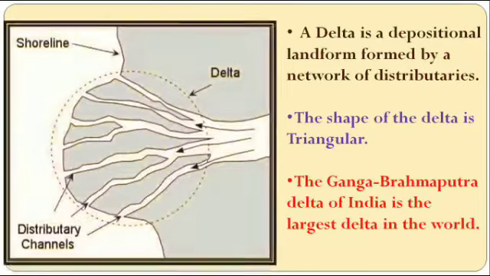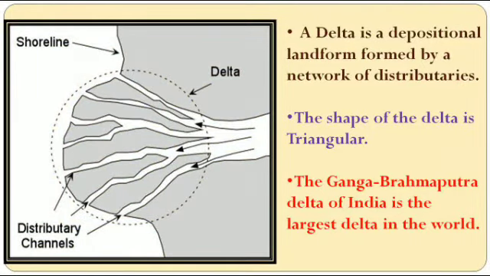Now, the word delta. Here in the picture, delta, you can see the shoreline and the distributary channels are being shown. Distributaries here means when different streams of the rivers are coming from different directions and they are accumulated towards one area, that is known as the deltaic area. This delta is actually a depositional landform formed by a network of distributaries. The shape of the delta is triangular. You can see here the shape in the round circle. You can see here the shape is triangular.